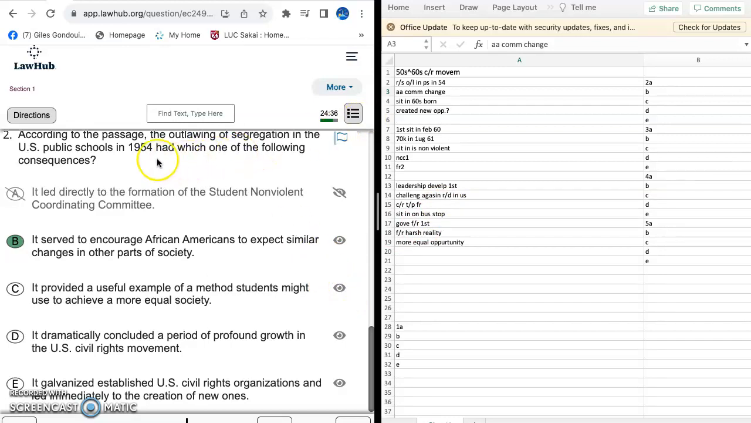And that outlaw, to be honest with you, when it comes to the outlaw, what's close to it is the AA community change. It's more closer to it. So let's take that one out. It dramatically concluded a period of profound growth in the U.S. civil rights movement. It mentioned the turning point was the freedom riders. So no, it wasn't really the outlaw that concluded the profound growth movement.